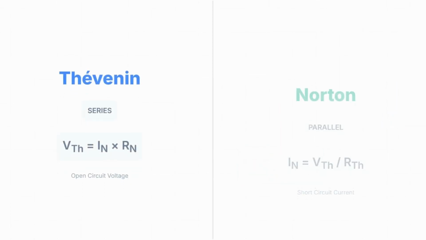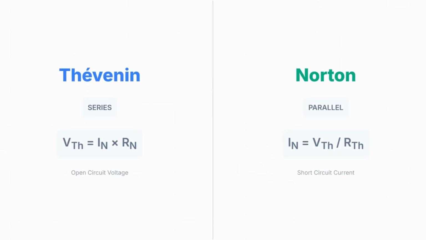If you've watched my Thevenin video, you'll spot the pattern. Thevenin is voltage in series with resistance. Norton is current in parallel with resistance. In Thevenin, we look at the open circuit voltage. In Norton, we look at the short circuit current.